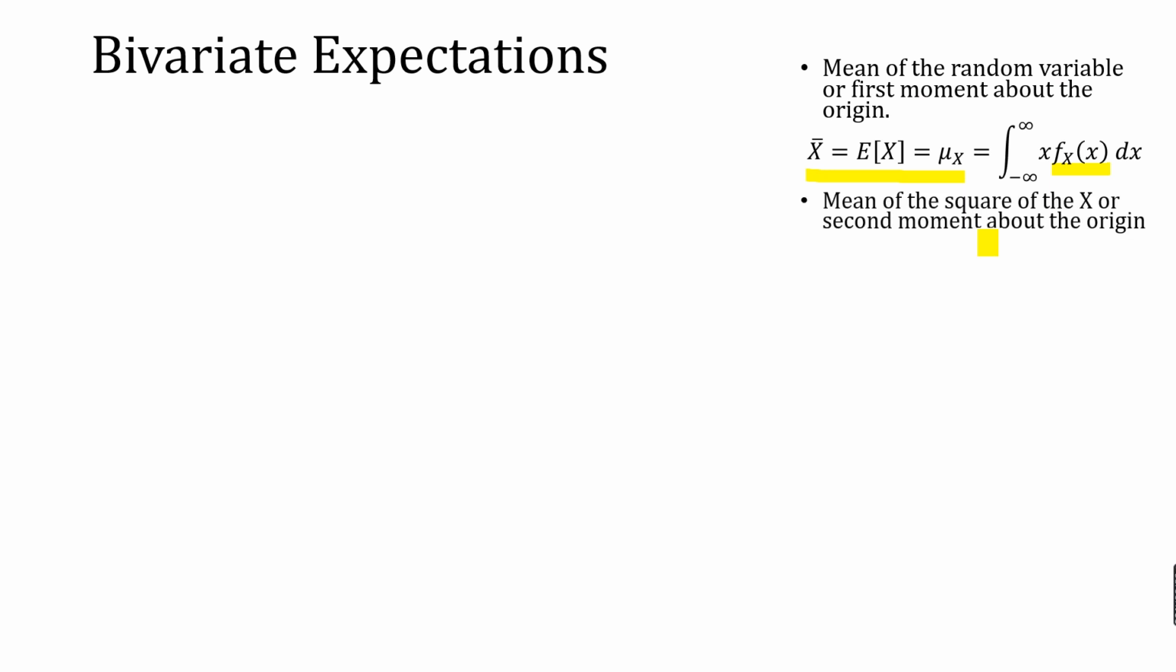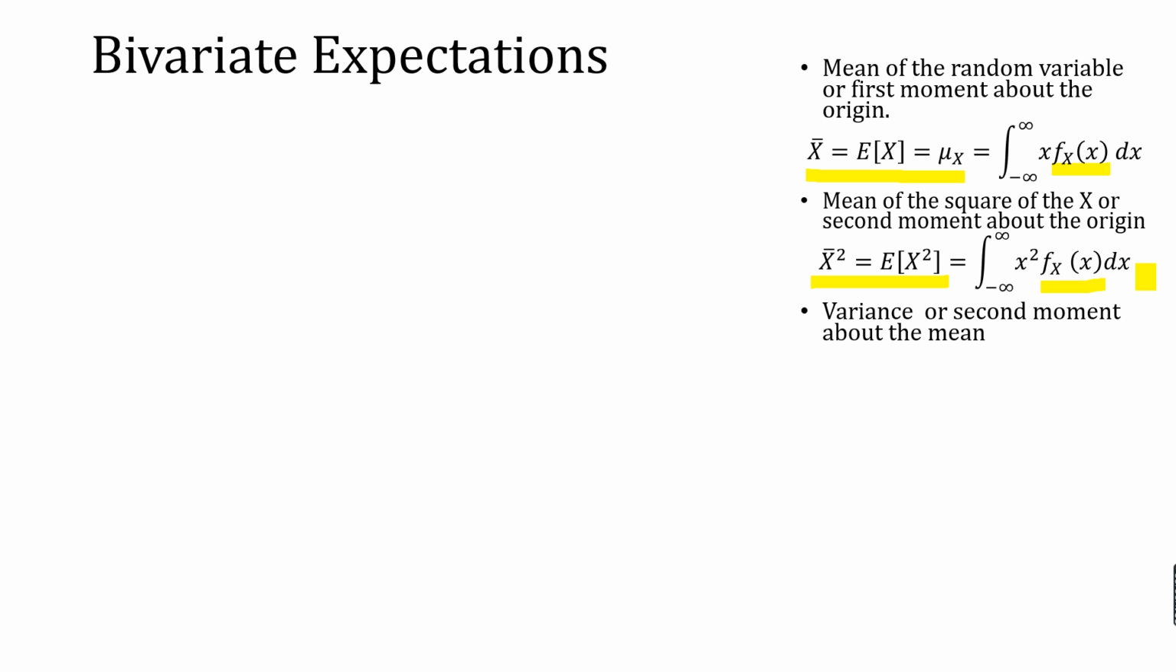Next is the mean of the square of a random variable x. It is also called the second moment about the origin. That can be denoted with different notations, and it can be defined as x square times the single random variable probability density function, integrated over minus infinity to plus infinity with respect to x.